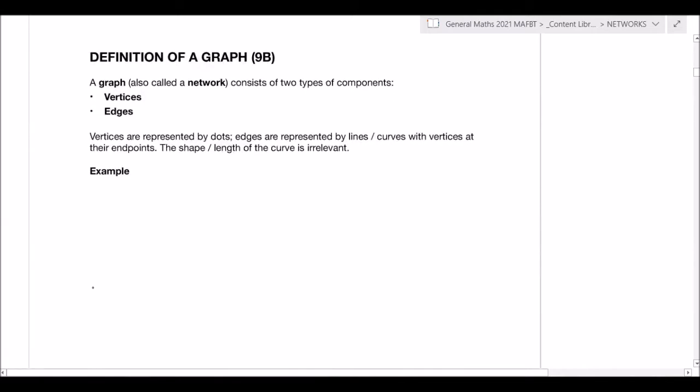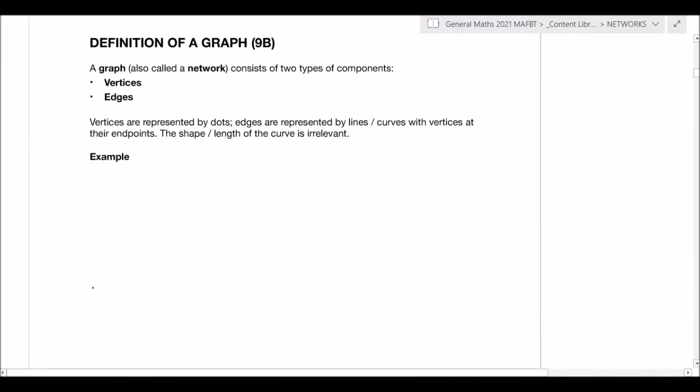We're going to skip 9a because we don't really need it. The video that I asked you to watch just before is similar to 9a, so we'll go straight to 9b, the definition of a network graph.